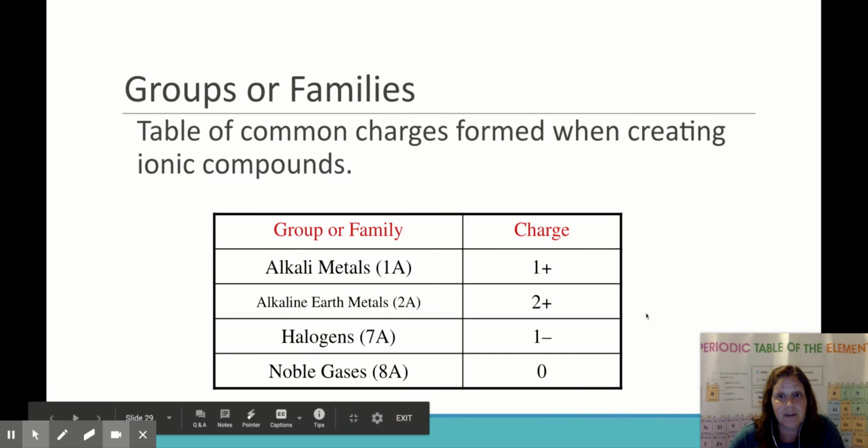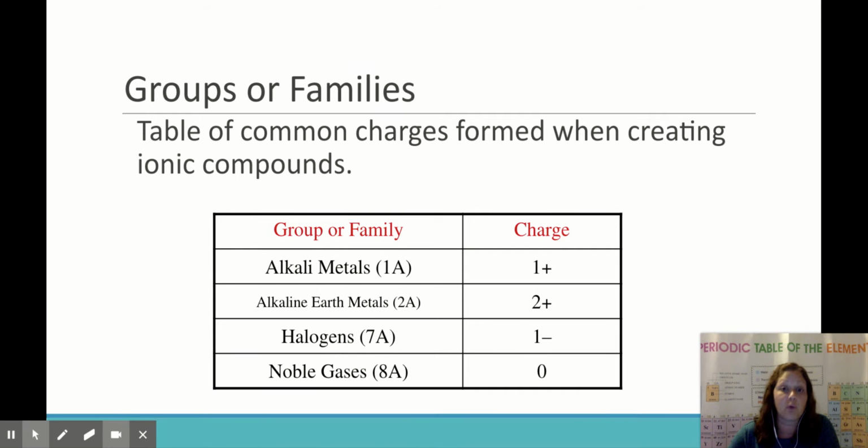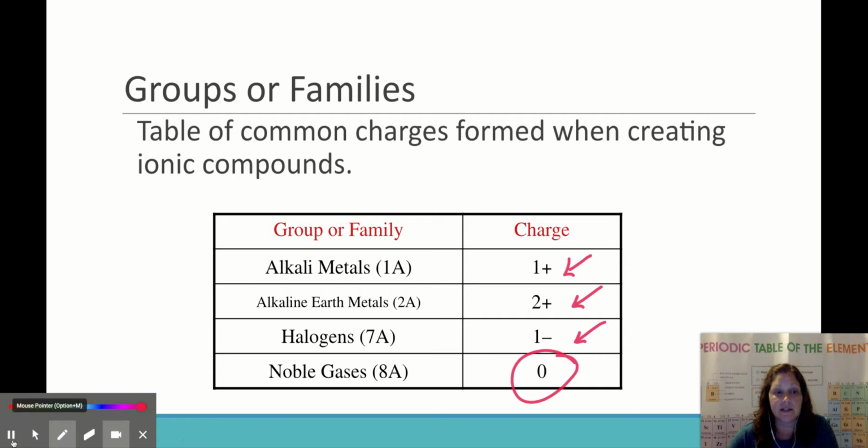Again, groups or families tend to have similar charges formed when making ions. Group 1 loses 1 electron, that's a +1. Group 2 loses 2 electrons, that's a +2. Group 17 gains an electron, that's a -1. And noble gases tend not to react at all based on their stability, so they do not tend to make ions at all.